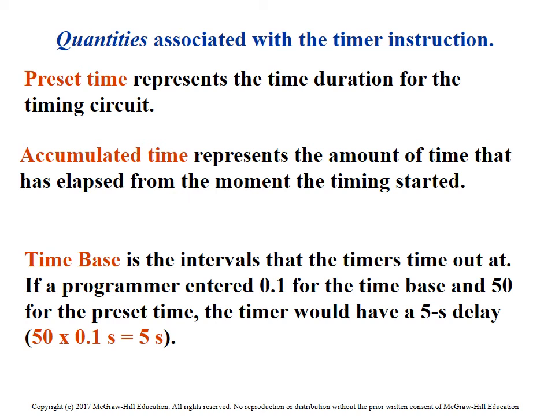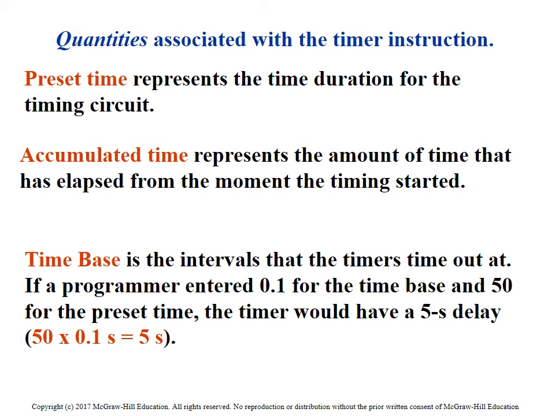So, quantities associated with the timers: they've got the preset. The preset is the amount of time we're going to be timing for. The cumulative time is the amount of time that has elapsed, or the timing value of how long the timer has been running.